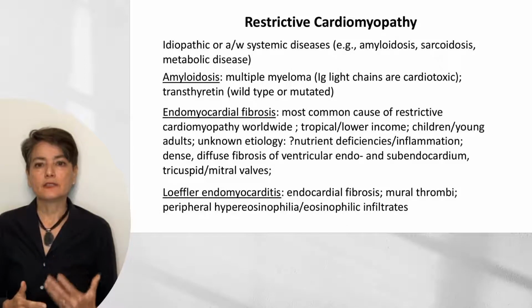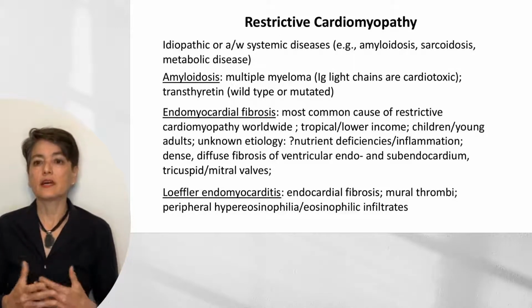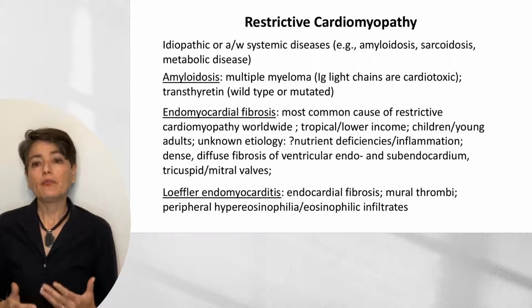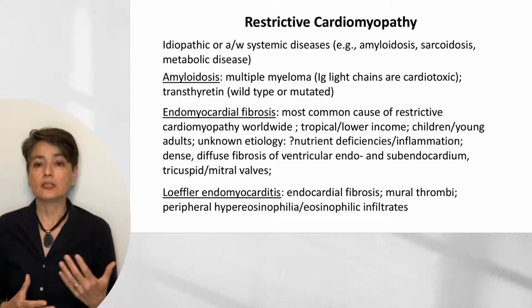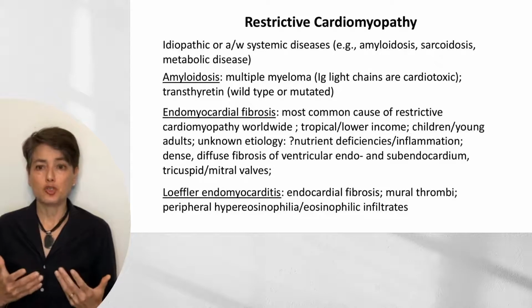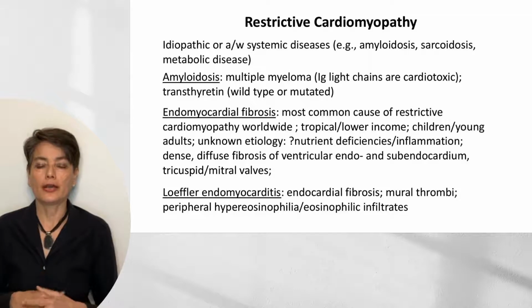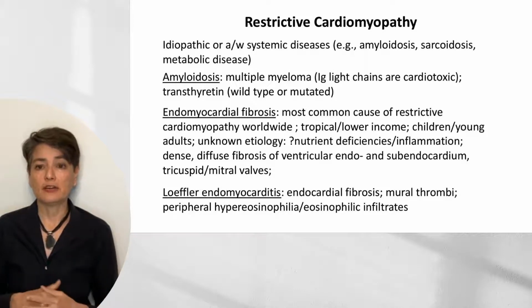Another entity to consider for restrictive cardiomyopathy is endomyocardial fibrosis. It's not something you will typically see in the United States unless you are seeing people from an immigrant population. However, it's the most common cause of restrictive cardiomyopathy worldwide, and it's primarily seen in tropical climates in countries that are of lower income. And it will primarily affect children and young adults. So this should be something you should be thinking about if you have an immigrant, child, or young adult with cardiac symptoms. Now, we don't know the etiology, but there are some suggestions that have been made.